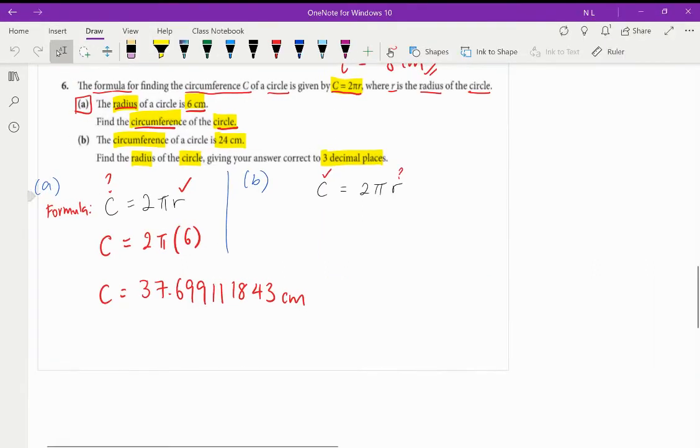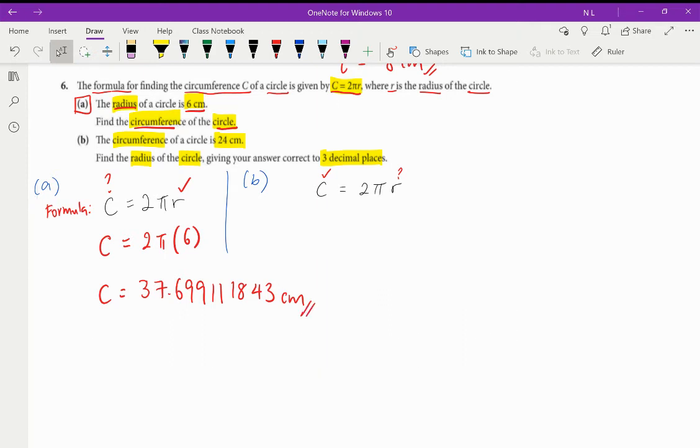So after I key into my calculator, it tells me that my circumference is equal to 37.699111843 cm. So if the question didn't ask you to round off to any decimal place or significant figure, just leave your answer as the full value.